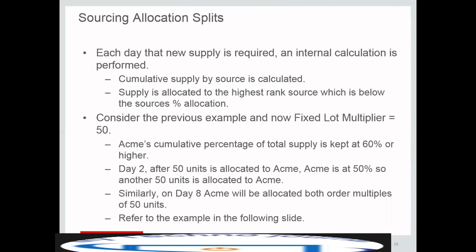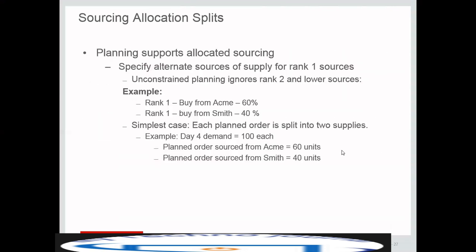For example, consider an example saying that there are two suppliers. So let's take the earlier example only. We have a couple of suppliers, Acme supplier and Smith. Acme supplier 60%, and Smith is 40%. This is the sourcing split. In a direct scenario where you have a demand of 100 quantity, Acme supplier is going to provide you 60 units. Smith supplier is going to provide you 40 units.